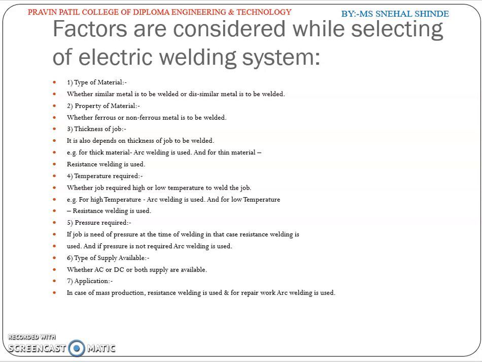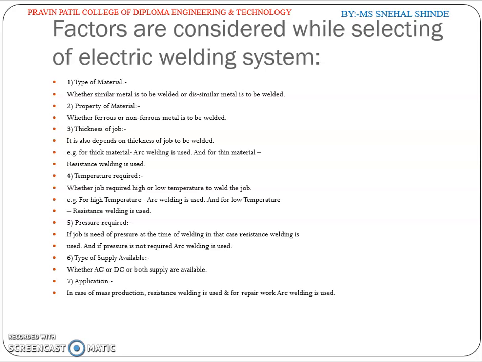For example, for thick material, arc welding is used, and for thin material, resistance welding is used. Temperature required: whether the job requires high or low temperature to weld. For example, for high temperature, arc welding is used, and for low temperature, resistance welding is used.